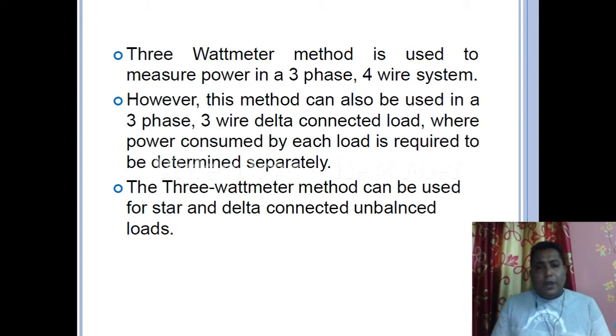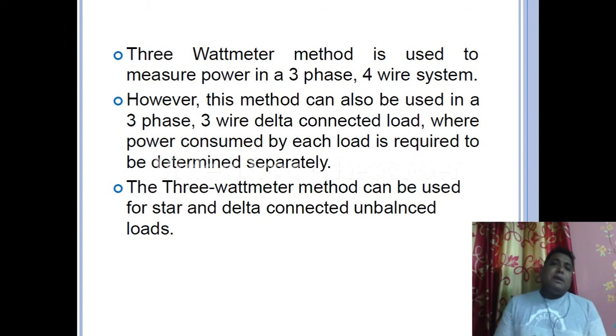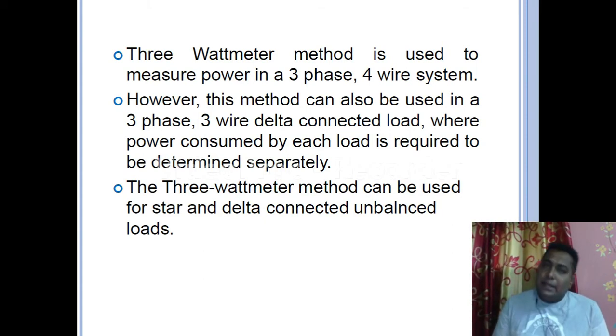Number 2 point: however, this method can be used in a 3-phase 3-wire delta connected load. Remember this point. It can be used on the delta connection, where 3-phase 3-wire is needed and where the power consumed by each load is required to be determined separately. The 3 wattmeter method can be used for star and delta connected unbalanced loads. Very important point. If we go to the next slide, we can see the diagrams and very easily understand why I am telling you about the unbalanced load.